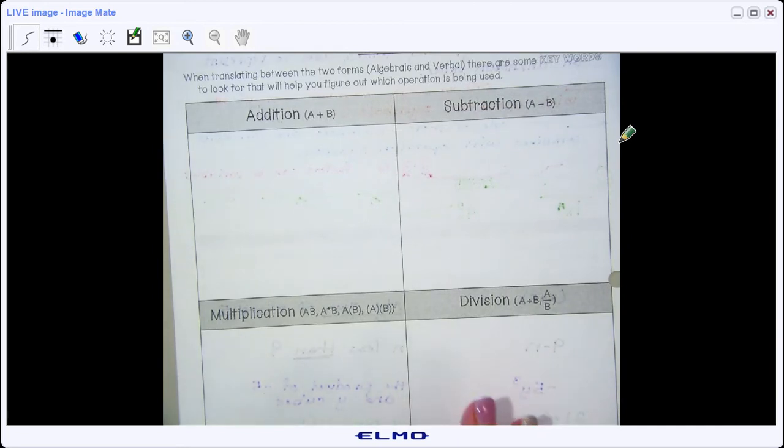So let's take a look at our keywords. So our keywords that tell us we are going to be adding, subtracting, multiplying, or dividing. Now, adding and subtracting have more keywords than our multiplication or our division do. So let's go ahead and get started.